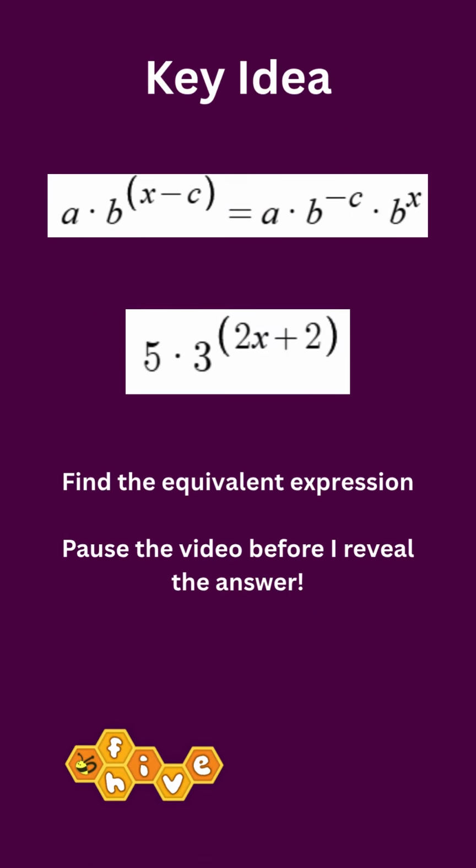Next, one key idea is a times b to the power of x minus c is equal to a times b to the power of negative c times b to the x. Or pretty much a horizontal shift is the same thing as a vertical dilation.